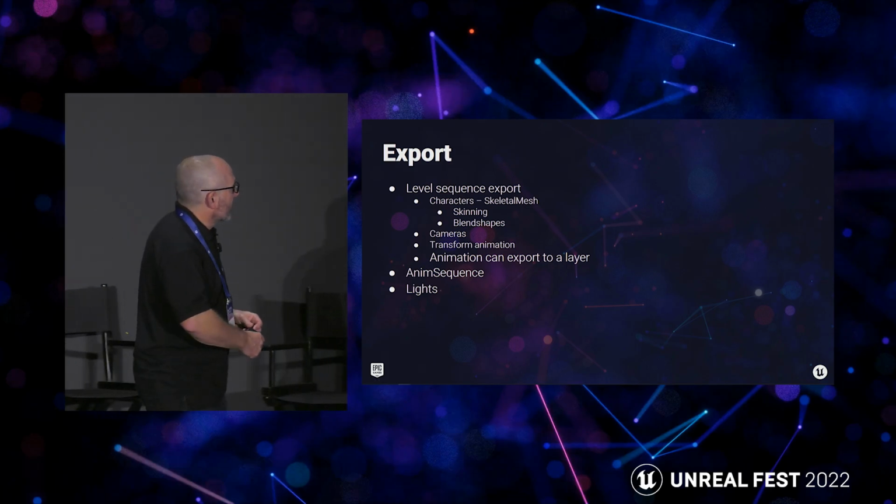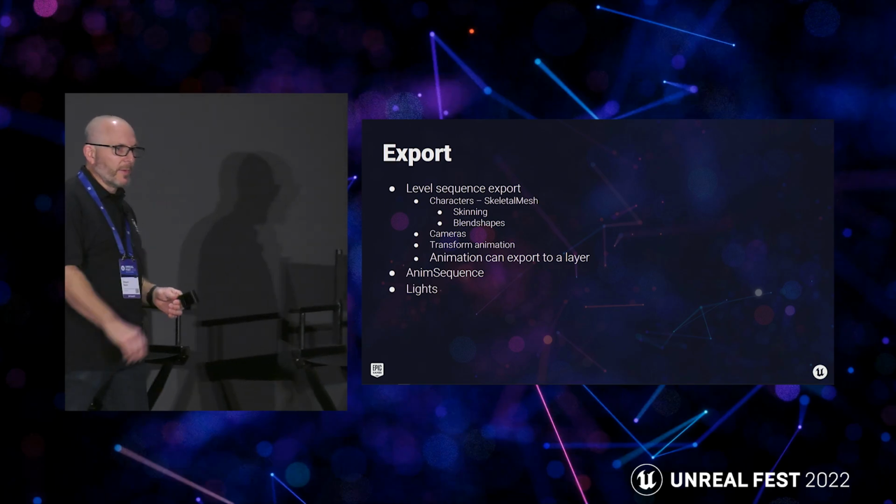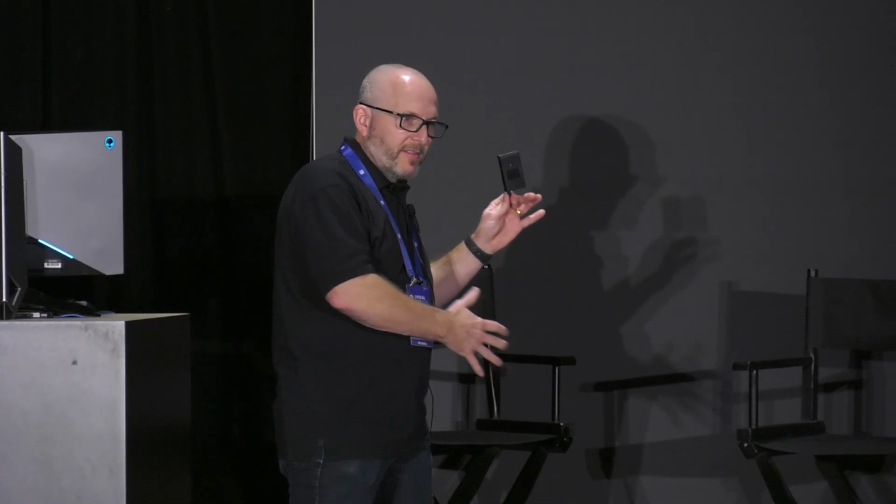Okay, so we support level sequence export. If you've got characters, it'll write them out with the full skinning, blend shapes, all that stuff. It'll write out the cameras that are part of that level sequence, any transform information, and if you've structured things properly, you can export animation specifically to a layer itself. So if I have an animated character, I can export just the animation out. You can use USD as a way to store your individual animations for your shots and stuff like that. And then lights.